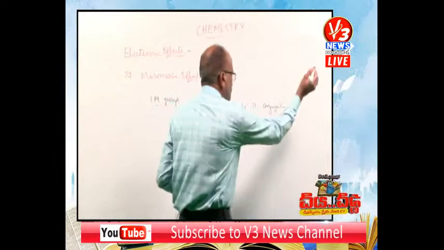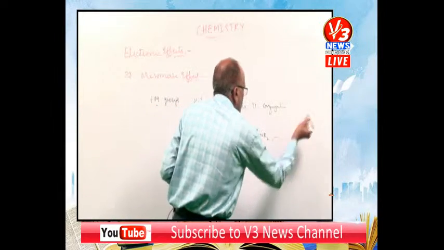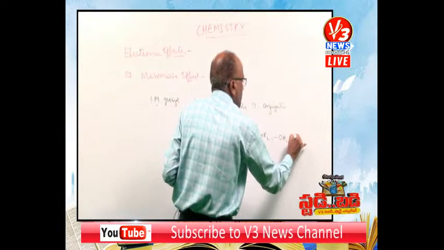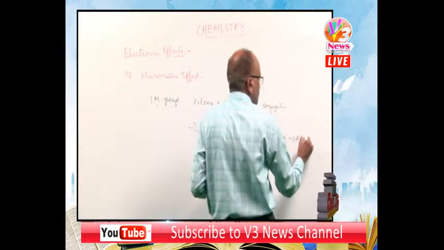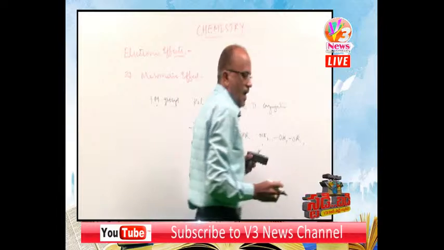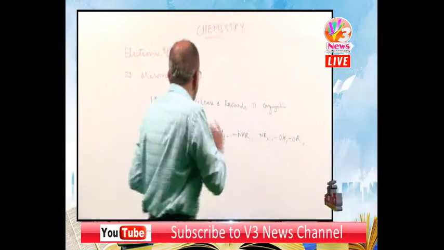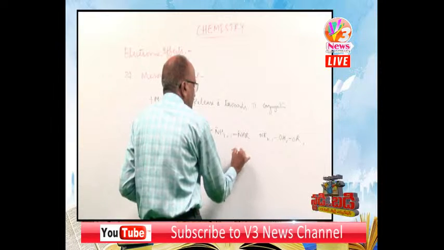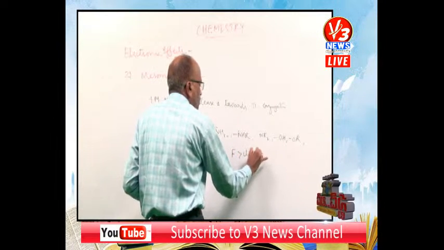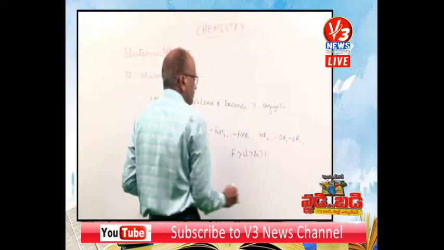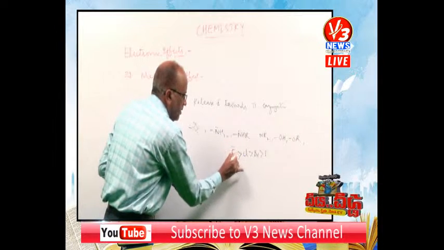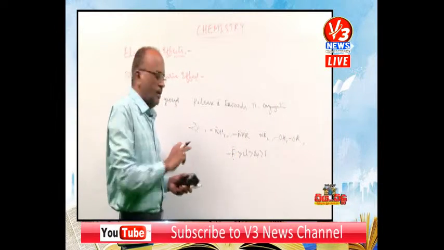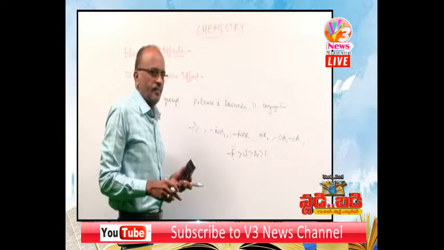Then after this we have OH, OR. Even the halogens show plus mesomeric effect, and the plus mesomeric effect of halogens is fluorine, chlorine, bromine, iodine, because they contain lone pairs of electrons. Because of these lone pairs of electrons, they show plus mesomeric effect.